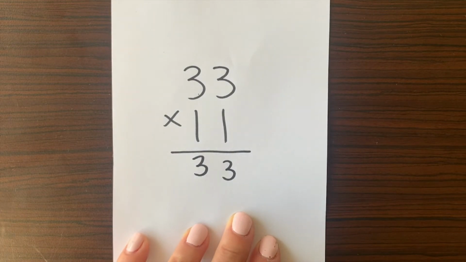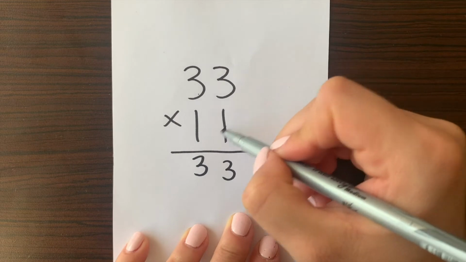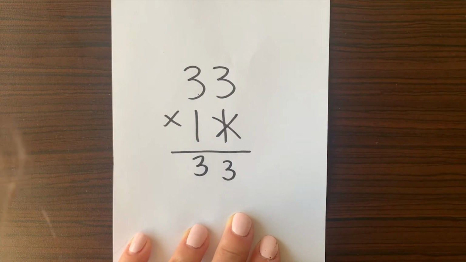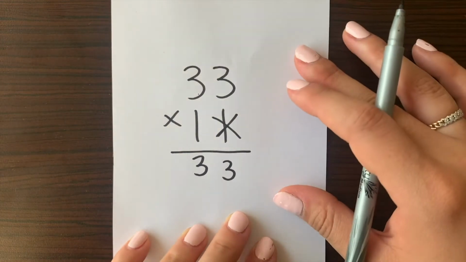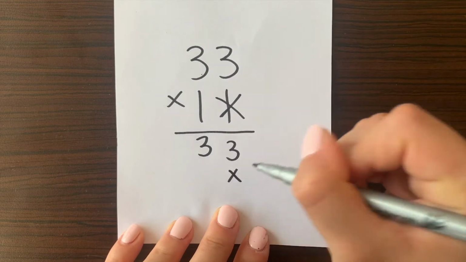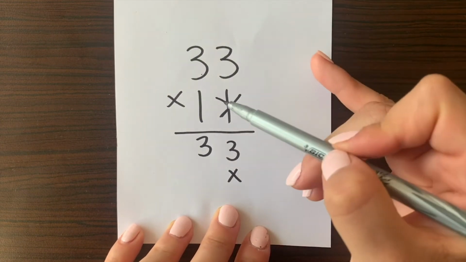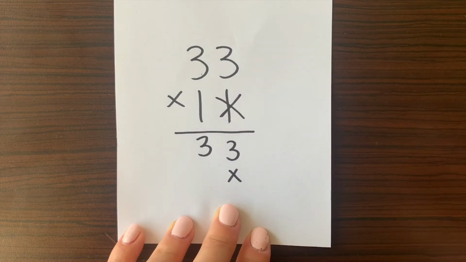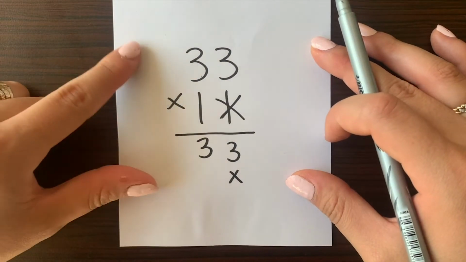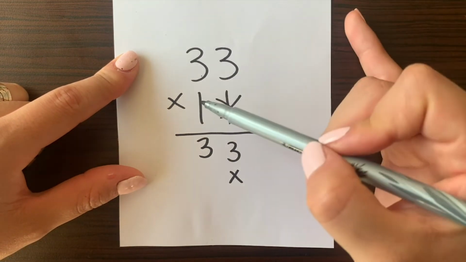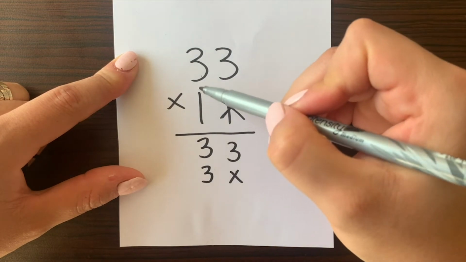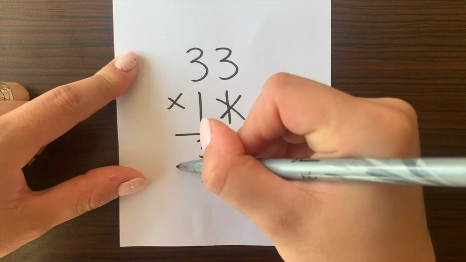And then what you'll do is you'll cross out this one just so that it doesn't confuse you and it's not in the way. And then you're going to mark your place here. You can just put a little X. Every time that you move a number, you want to mark that spot just so that you don't put any numbers there. So basically what that X stands for is a 0. And then we complete the same process. So 1 times 3 equals 3, and then 1 times 3 equals 3.